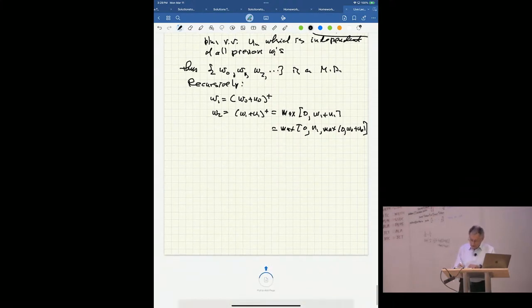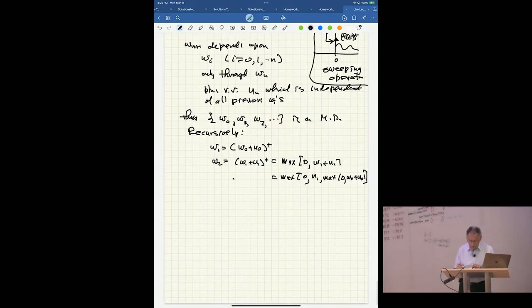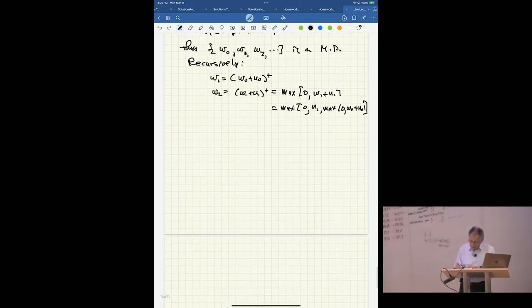Which can be written, I'm going to slide over a little bit. That's equal to the max. Let's break that max inside the bracket now. That'll be the max of 0, comma, U1, comma, U1 plus U0 plus W0, I'm sorry, plus W0.